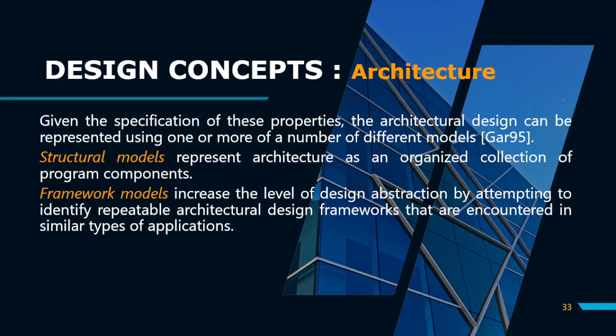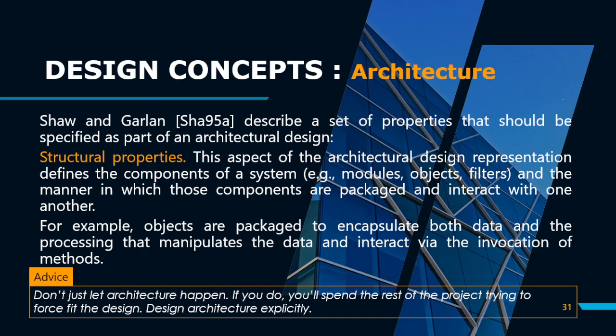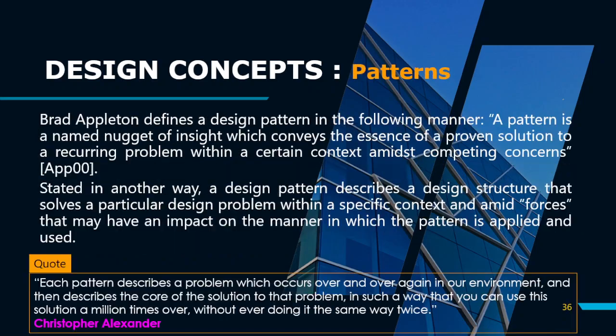Next is structural models, which represent architecture as an organized collection of program components. Next is framework models. Framework models increase the level of design abstraction by attempting to identify repeatable architectural design frameworks that are encountered in similar types of applications. These are a few things that describe the set of properties specified in architectural design.